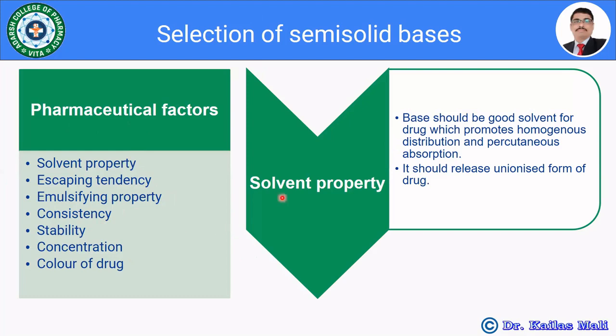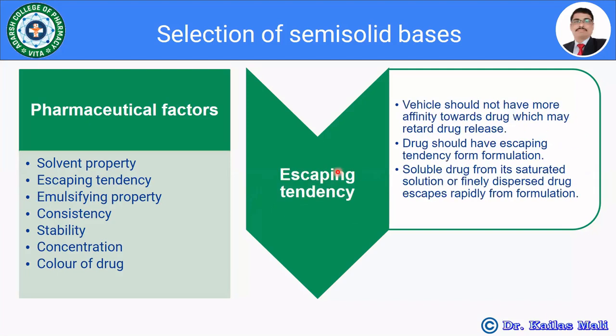The very first one is the solvent property. Whatever the base is, it should be a good solvent for the drug, which promotes homogeneous distribution and percutaneous absorption. When we are selecting any base for the preparation of a semi-solid formulation, it should act as a good solvent for the drug. It should release the unionized form of the drug. So whatever the base is, it should have good solvent property.